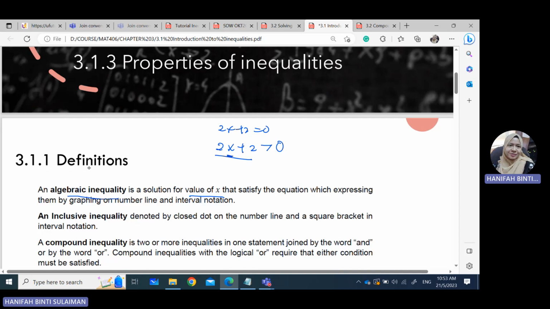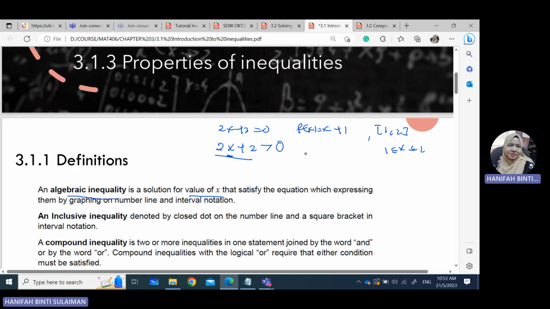Okay, so biasanya algebraic inequality kita akan guna untuk kita plot graph lah. Contohnya kita ada graph x plus 1. So f of x is x plus 1. So the values of x between 1 to 2. Maknanya nilai-nilai x antara 1 ke 2. So, kita masukkan nilai-nilai x 1 dalam function yang inilah.